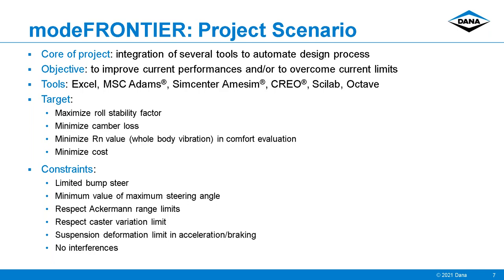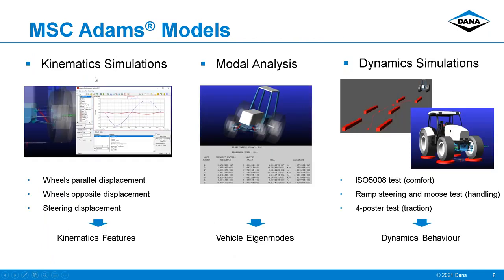In the following slide, the main models integrated in the process are presented. The multi-body simulations necessary to consider all the suspension kinematics and dynamics aspects are many, but we can divide them into three macro areas. The suspension kinematic tests, which are vertical parallel wheel travel, vertical opposite wheel travel, and steering displacement. These are necessary to evaluate the suspension kinematic features. The vehicle model analysis to know the vehicle modes, the first natural frequencies, and the ideal values of stiffness and damping in the different working conditions. And then the dynamic performance simulations, which are necessary to assess the vehicle dynamic behavior.